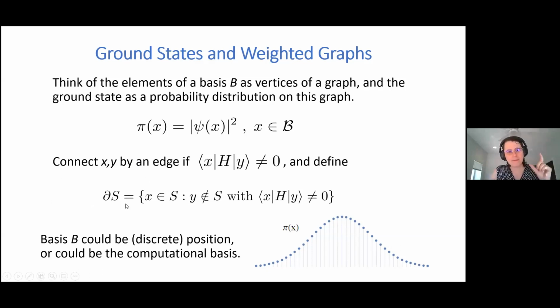And then the boundary of S will be this interior boundary. So it'll be the set of vertices inside of S such that there's something outside of S that you are connected to by an edge. And the basis B could be discrete position, or it could be the computational basis, right? So if you were in a position-like system, and this was your set S here, then maybe take a continuous region, then the boundary of that region would be where the kinetic energy operator connects you to outside of the set. So it kind of creates an edge to the outside.